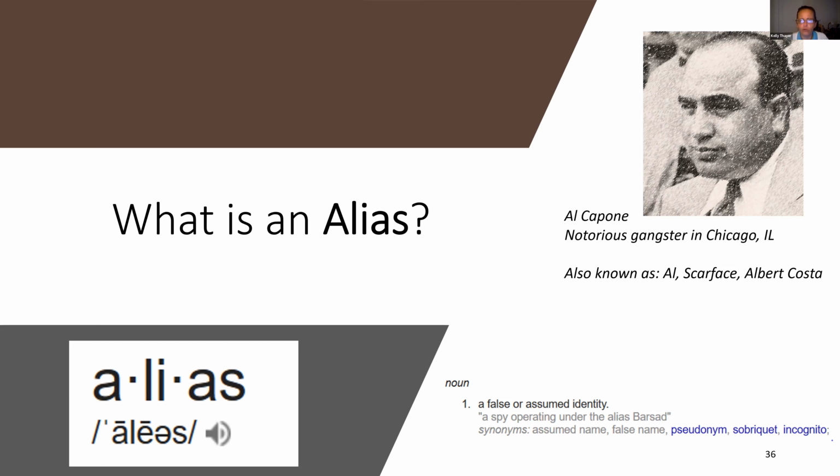And you know, if you're a notorious gangster, you can't exactly go around using your name in public because, you know, you might have to go to jail. So this gangster, Al Capone, also went by a whole bunch of aliases so he wouldn't get caught. He went by Al, Scarface, and Albert Costello. In the dictionary, an alias is a false or assumed identity, a spy operating under the alias Farsad. Synonyms are assumed name, false name, pseudonym, sobriquet, or incognito.